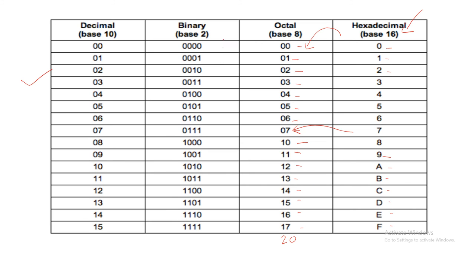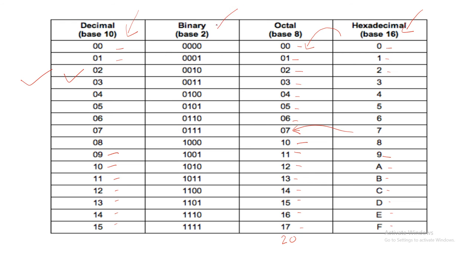Now let's talk about decimal. Here we have 0, 1, 2, 3, 4, 5, 6, 7, 8, 9, and after that it will be 10, 11, 12, 13, 14, 15, 16 and so on. We are very much familiar with this.